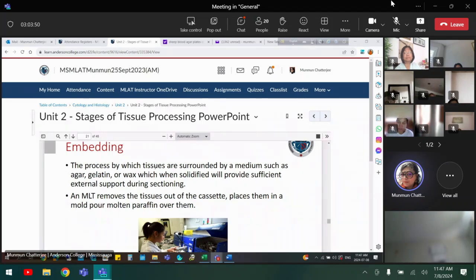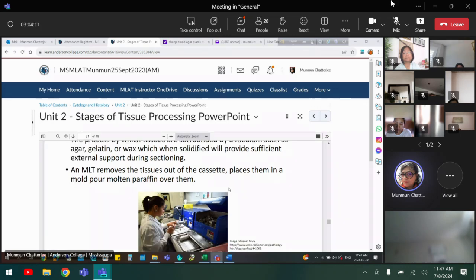Embedding. What is embedding? The process by which tissues are surrounded by a medium such as agar, gelatin, or wax. When you do that, the tissue is surrounded by this medium, which, when solidified, will provide sufficient external support during the sectioning. The tissue is soft, even after you do all the processing.